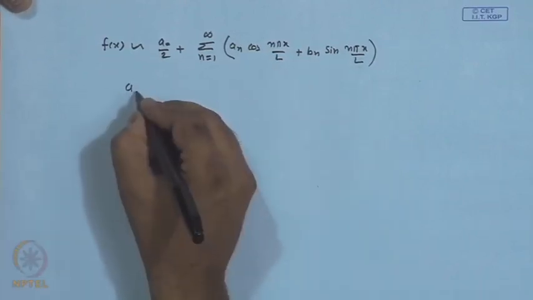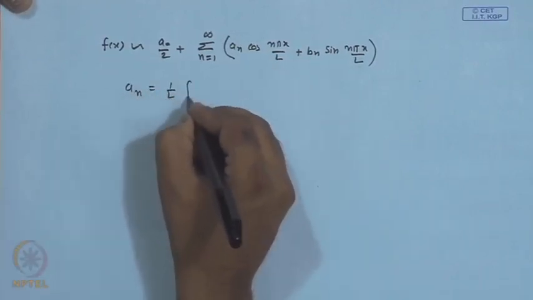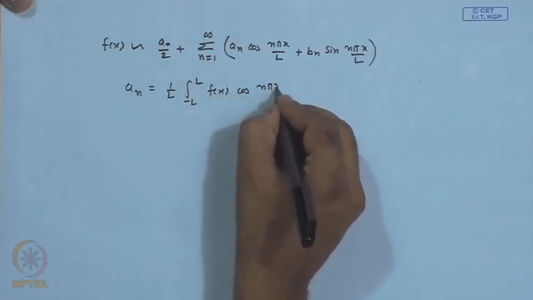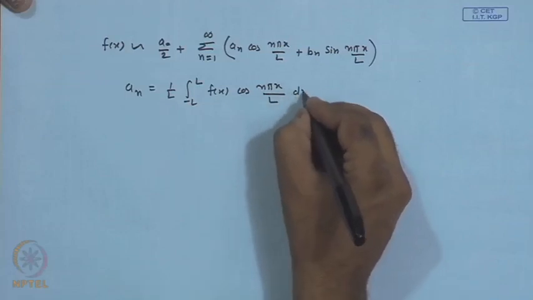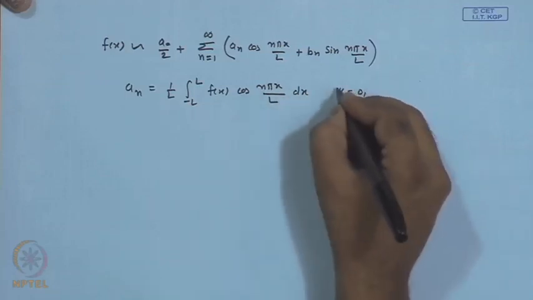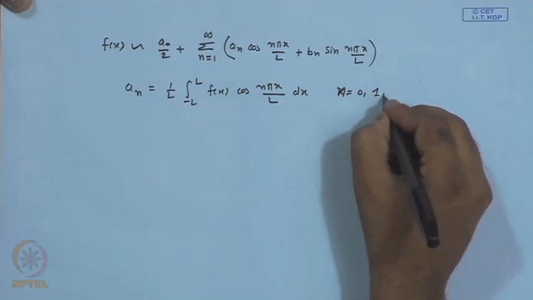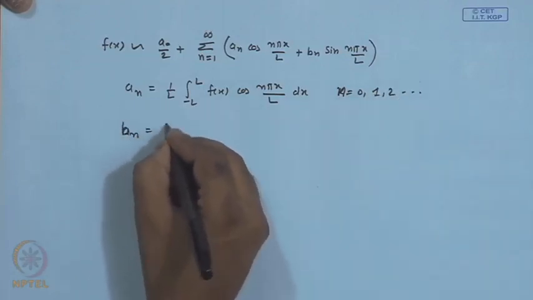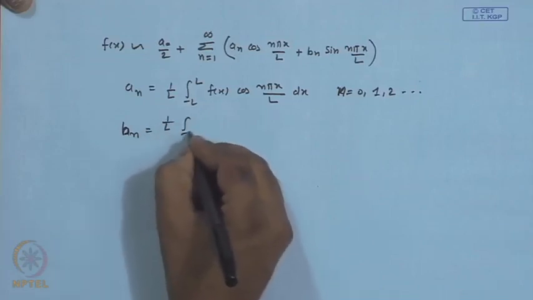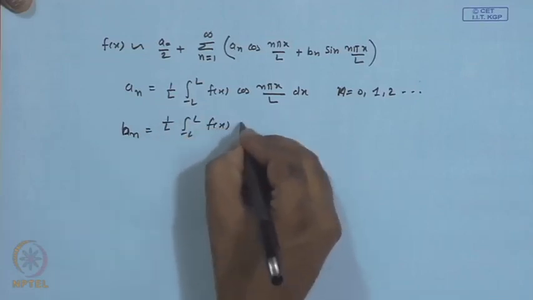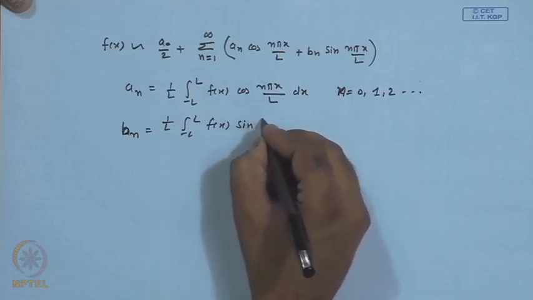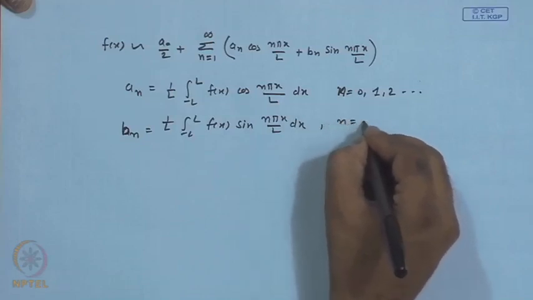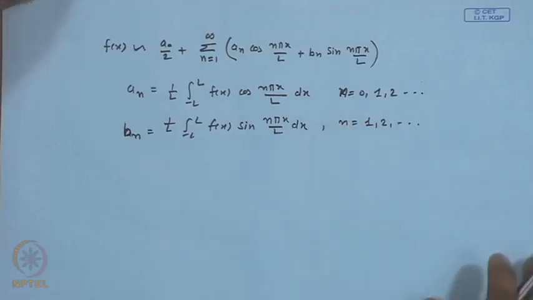and where these coefficients are a n equals 1 over L, integral from minus L to L of f x cos n pi x over L dx, with n equal to 0, 1, 2 and so on, and b n equals 1 over L, integral from minus L to L of f x sin n pi x over L dx, with n equal to 1, 2 and so on.